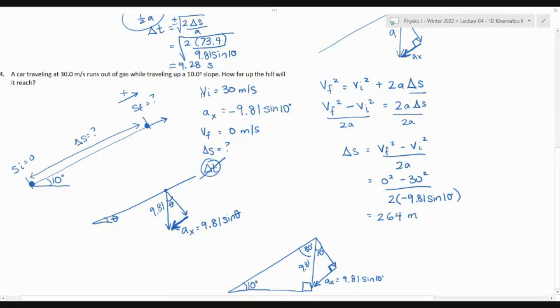No, because it ran out of gas and it's just coasting up the hill. It doesn't mention that anybody's pressing the brakes or anything. It's just the fact that there's no gas driving it forward. Now it's just coasting up the ramp. It's eventually going to come to a stop. Okay, it runs out of gas while it's traveling. Yeah, it's coasting. That makes sense. Okay, thank you. Yep, no problem. Okay, next question.